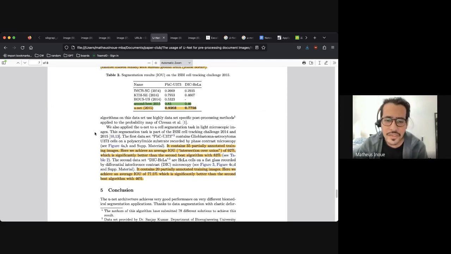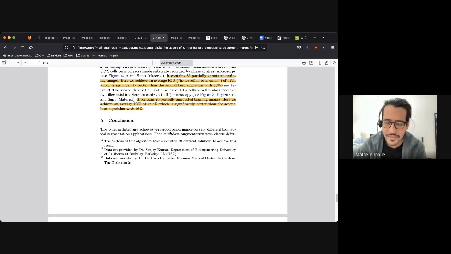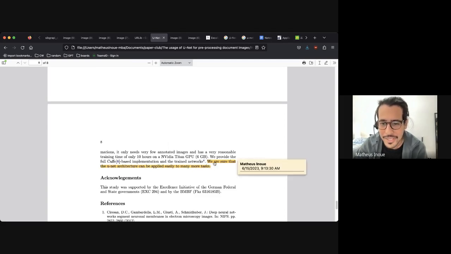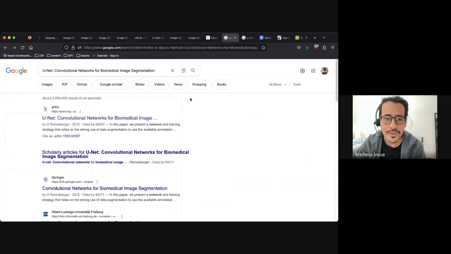Okay, so basically that's it for the paper. They go into the conclusion. They say, oh yeah, the UNET got some very good results, but then they went kind of prophetic in the last phrase of the paper, where they say, we are sure that the UNET architecture can be applied easily to many more tasks. Like I said, I showed you some examples of satellite imagery and stuff. But when you search for UNET on Google, you'll see that the paper was cited by 64,000 papers. So it's really one of the most cited papers from recent times. It was really, really an important paper.